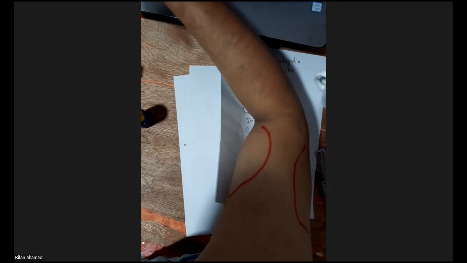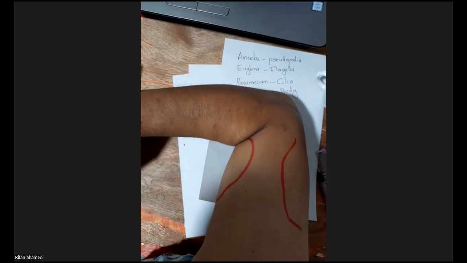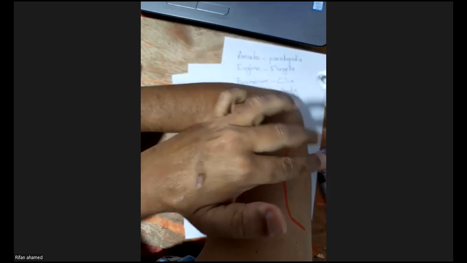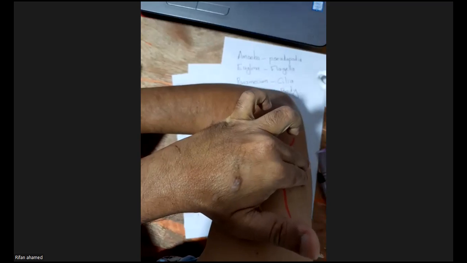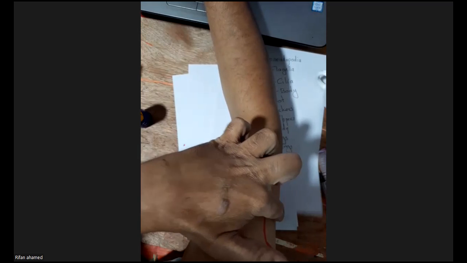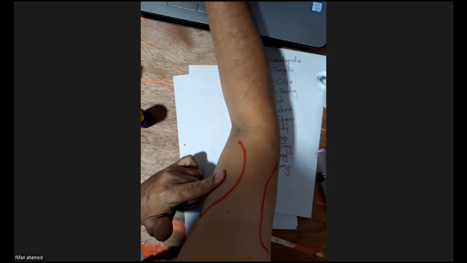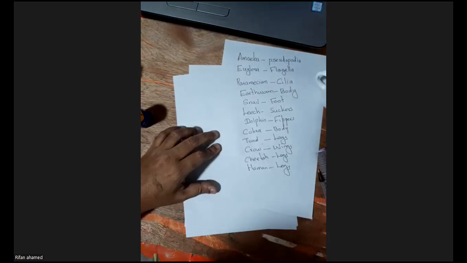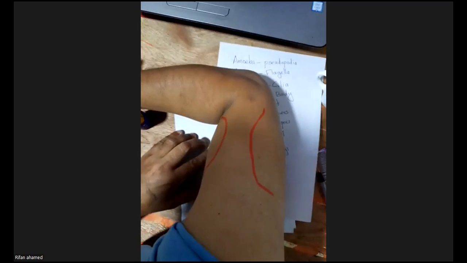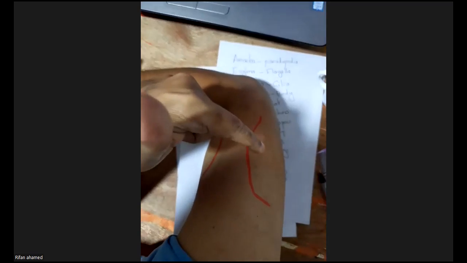When you are folding the hand like this, this muscle is contracting. This muscle is relaxing. When you are stretching the hand like this, this muscle is contracting and this muscle is relaxing. When one muscle is contracting, the other muscle has to, what is it? Relax.